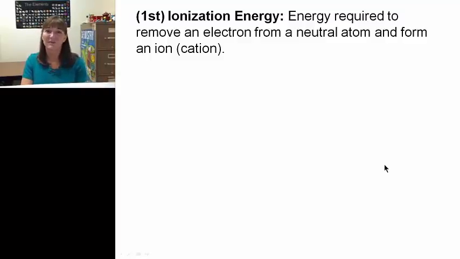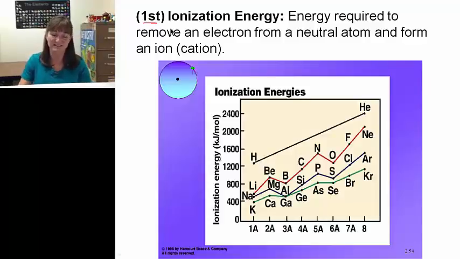There is another property that has a periodic trend to it along the periodic table, and that is what we call the ionization energy. The definition of the ionization energy is the energy required to remove an electron from the atom to form an ion. And in this case, it would be forming a cation, because if we're removing an electron, the atom's going to end up being more positively charged. The first ionization energy is how much energy it takes to remove the first electron. If you see the second ionization energy, that would be how much energy it takes to remove the second. But we're going to stick with just the first ionization energy in this course.